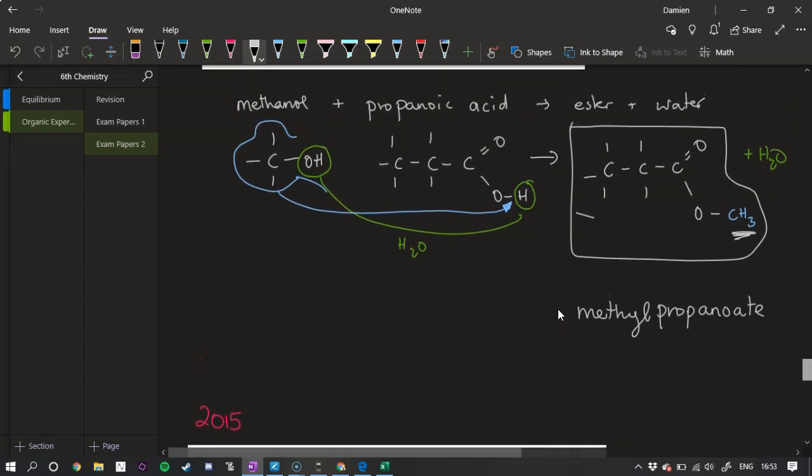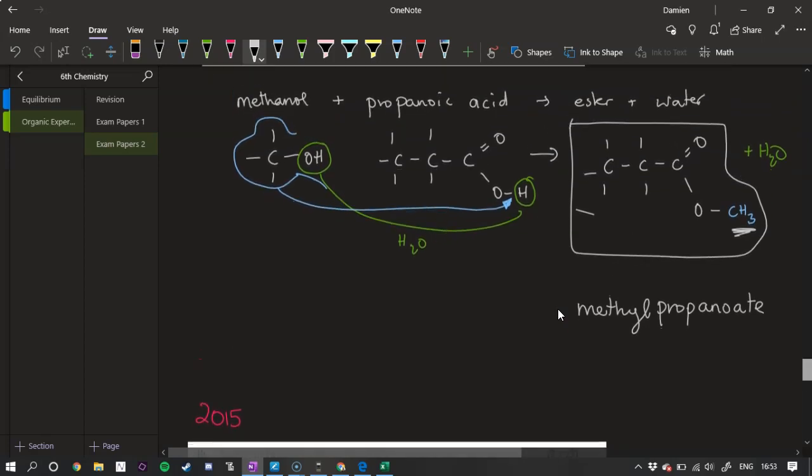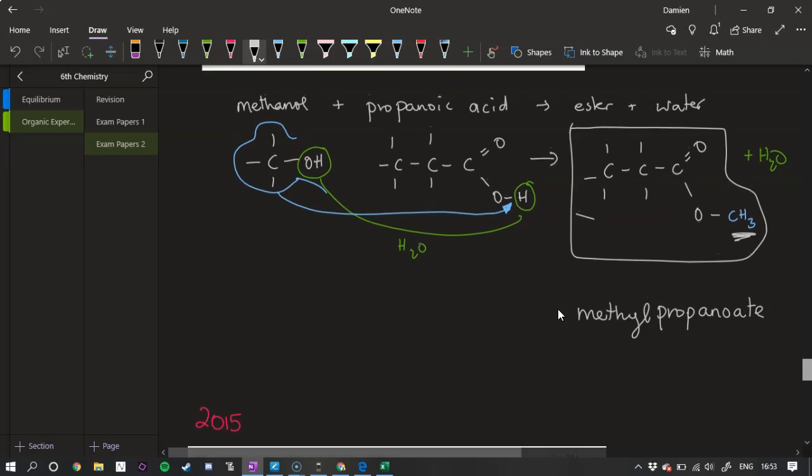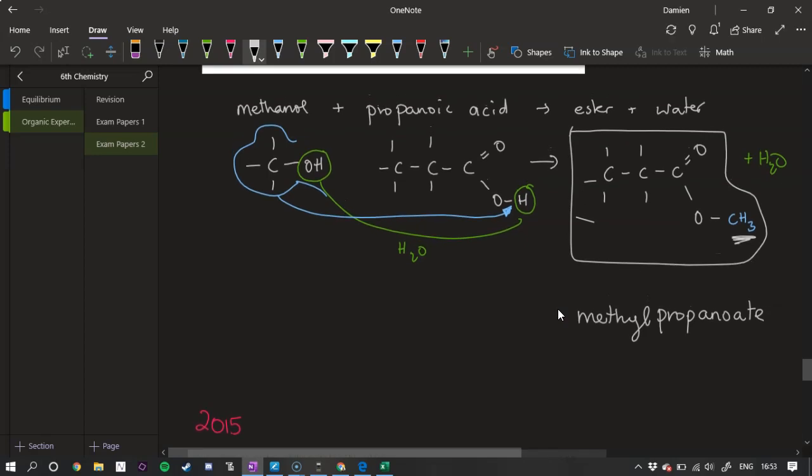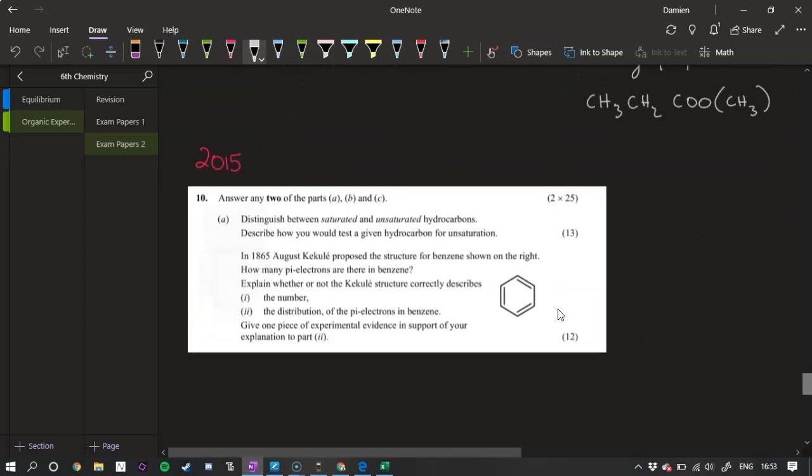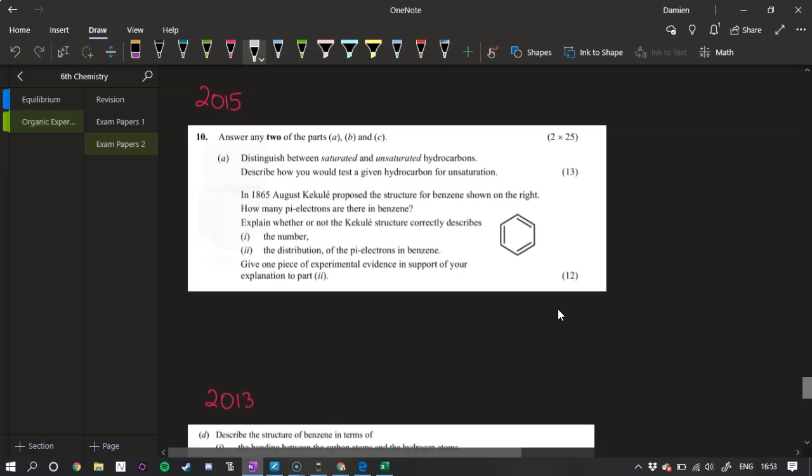If you knew this, if you were learning this and you knew it off by heart, by all means, just put down the structure. There's no problem. And again, this structure can be written in other ways. So for example, you can write it as CH3CH2COOCH3. That's perfectly allowable as well. It's up to yourself. Okay, moving on to 2015.